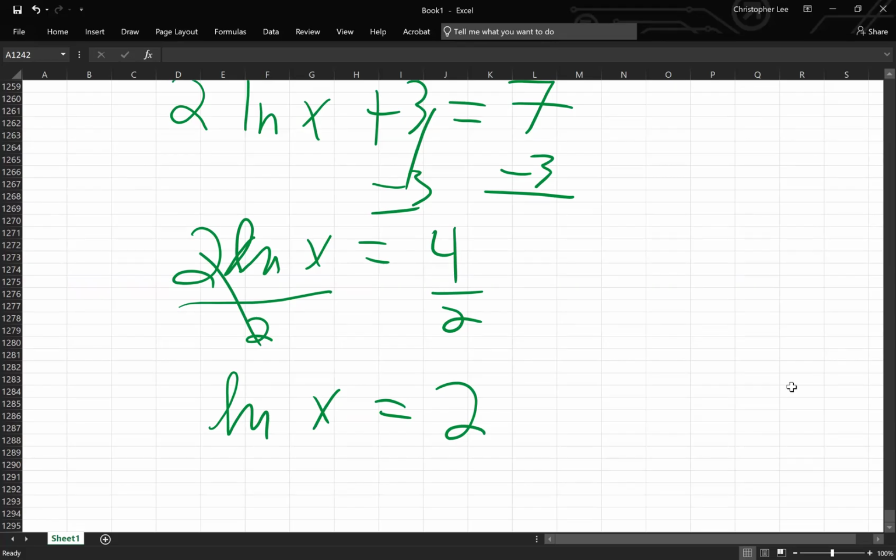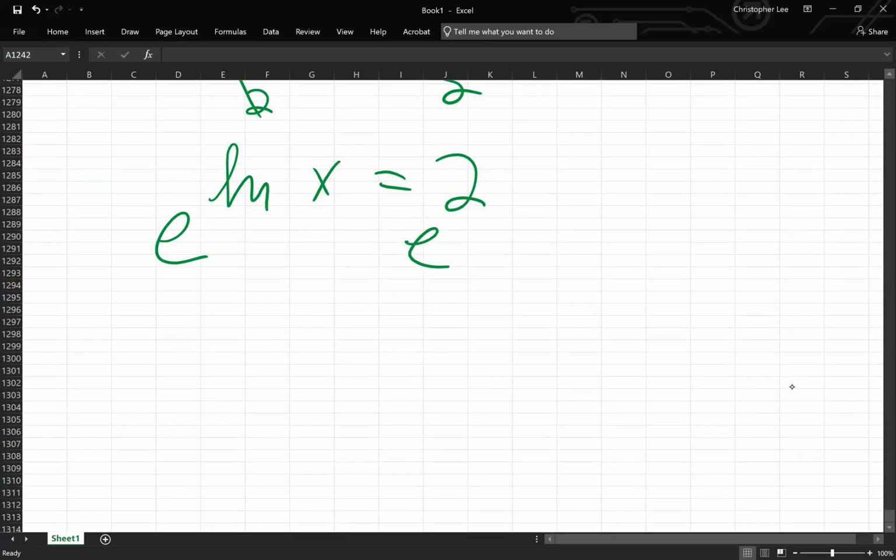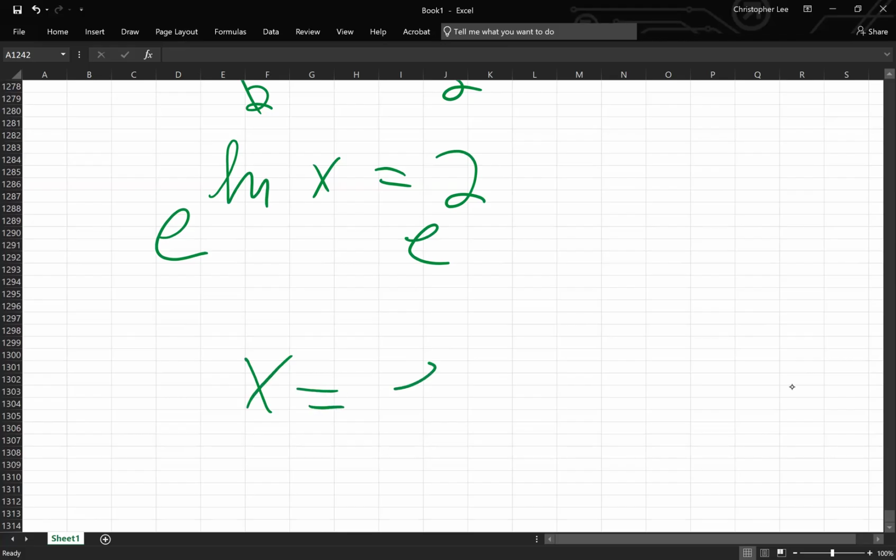Exponential. Raise this to base e. What should I do to one side, do to the other. So now x is equal to e to the second. Questions about this? All right.